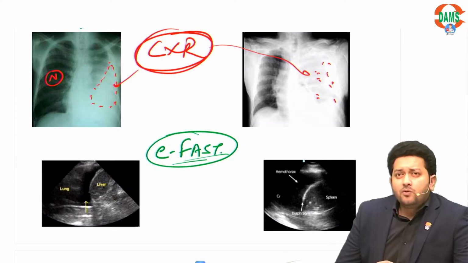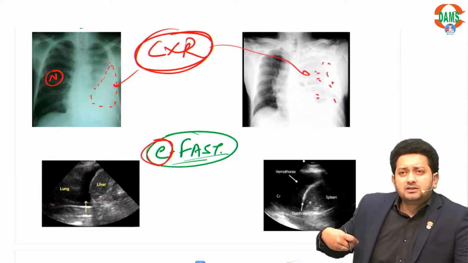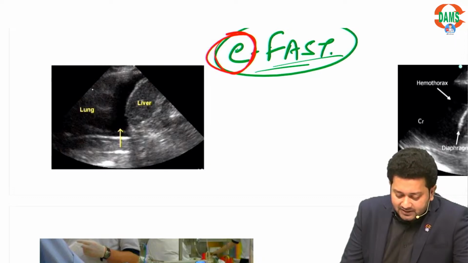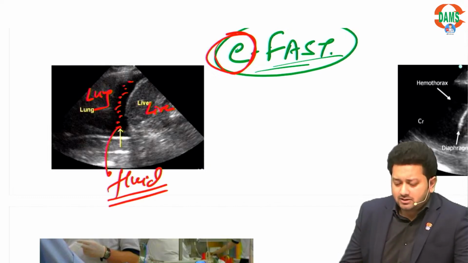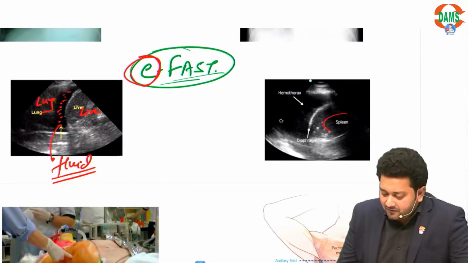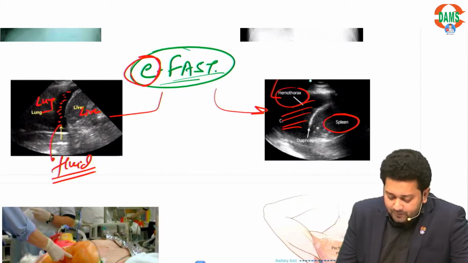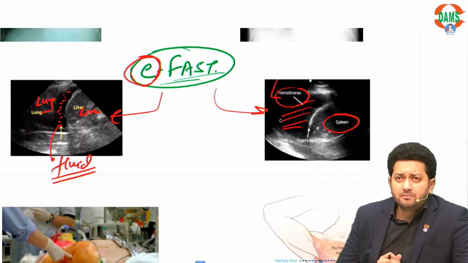At the same time, if you want to assess the injuries of the thorax, you do this extended FAST, in which you put the ultrasound probe on the right and left side also. On the right side, you can see this is the lung, this is the liver, and this accumulation of fluid. In case of trauma, we consider this fluid as blood. On the left side, you can see between the spleen and the lung this accumulation of blood, this is hemothorax. So on E-FAST, these are the features of hemothorax: accumulation of blood in the pleural cavity.